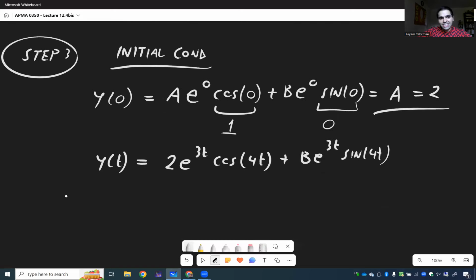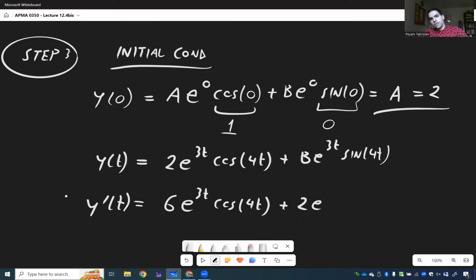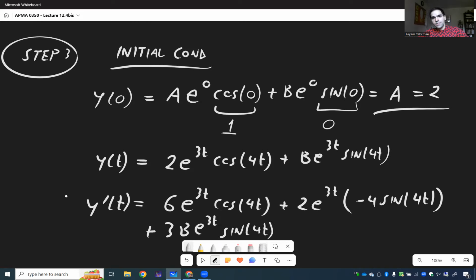And now let's differentiate this. I know it's a chain rule party, chain rule and product rule. So let's differentiate 2e to the 3t. So 6e to the 3t cosine 4t, and then plus 2e to the 3t, minus 4 sine of 4t, and then plus 3b e to the 3t sine of 4t, and then plus b e to the 3t, and then 4 cosine 4t.